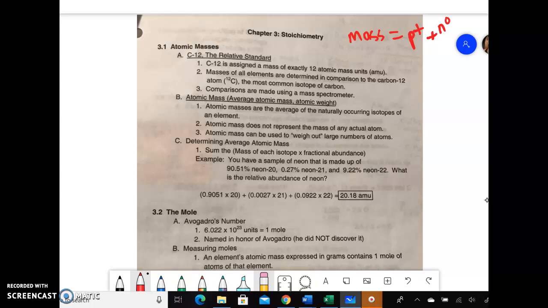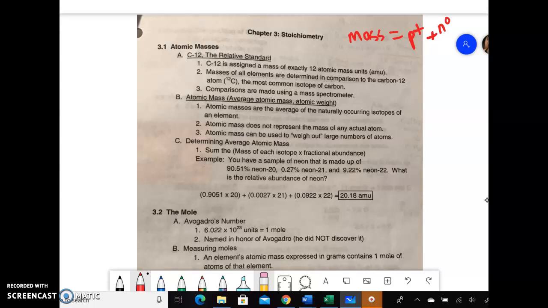But the problem is that not all atoms of the same element will have the same mass. They have to have the same protons. That's what makes them that element. But some of the atoms can have various numbers of neutrons. There can be different isotopes of the same element. So let's go through some of these statements to make sure that they make sense for you.